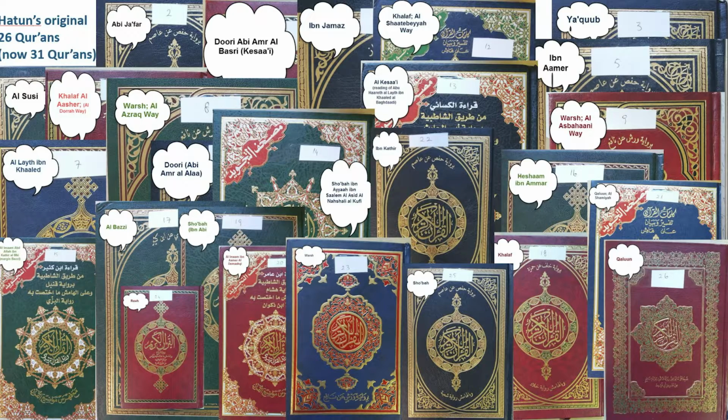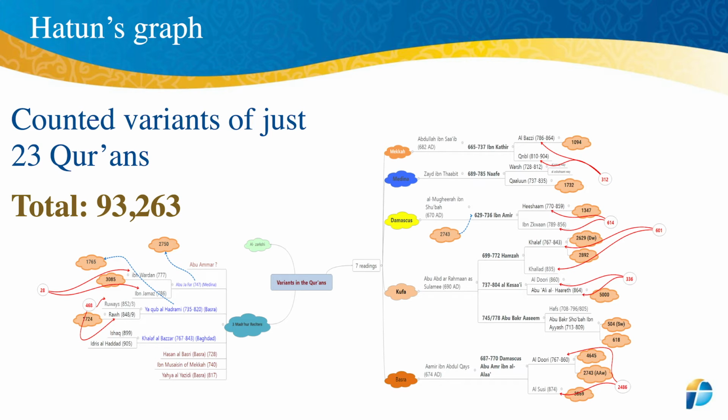But these were just a picture of the 26. Not one of them is the same. What? Not one of them is the same. And if you look at these, every one of them comes from one of these students on the right side of the slide that we have up there, from the 8th, 9th, and 10th century.